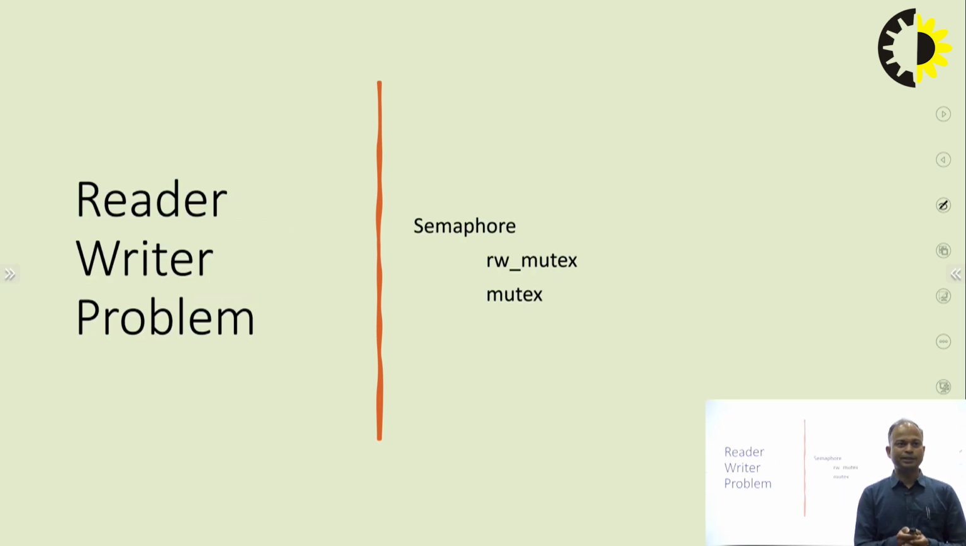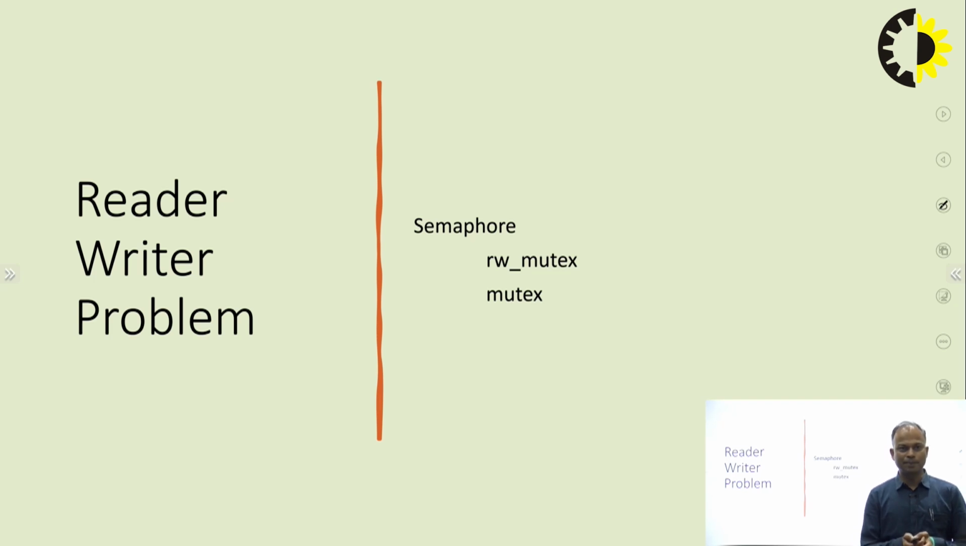Now we have the next problem. This classical problem is based on the reader and writer problem. We have two processes in this problem. First one is the reader, second one is the writer. If the writer process is executing, at the same time no other process can execute, even the reader process cannot execute. This is very simple. If you are trying to write anything, at this moment no other writer process or reader process can execute.